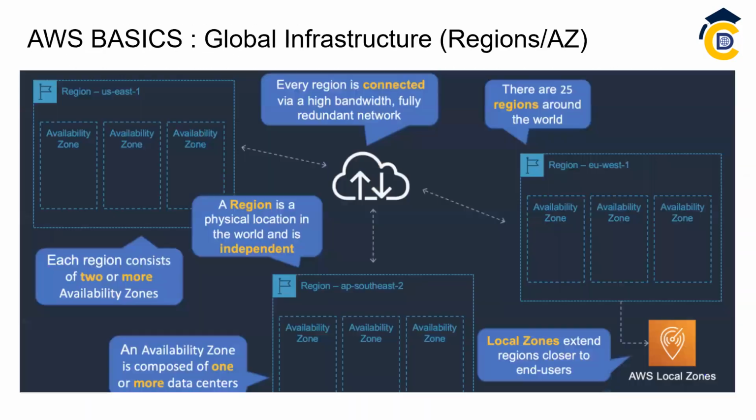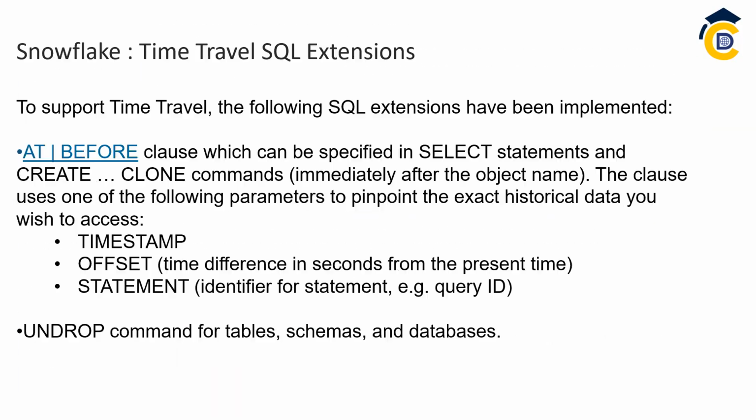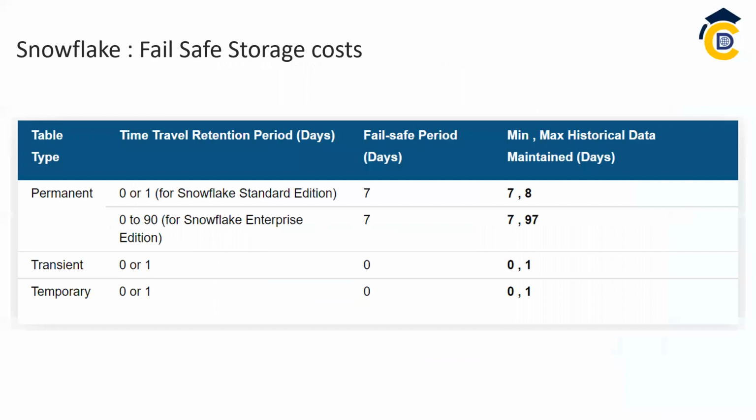let's come to the types of tables. Okay, see this. For permanent tables, the fail-safe period for the standard edition is 7. For enterprise also it's 7. For transient and temporary tables, it is 0.